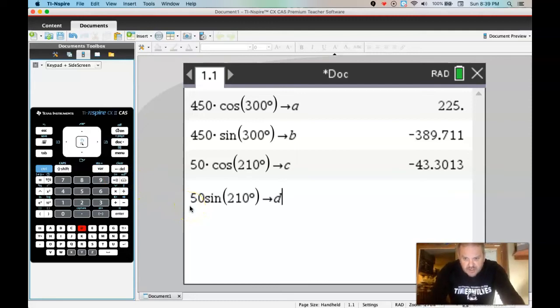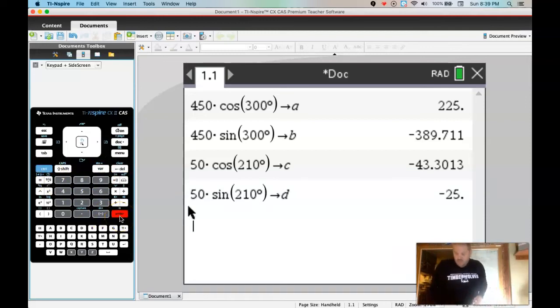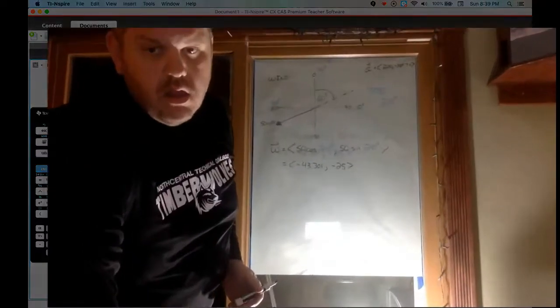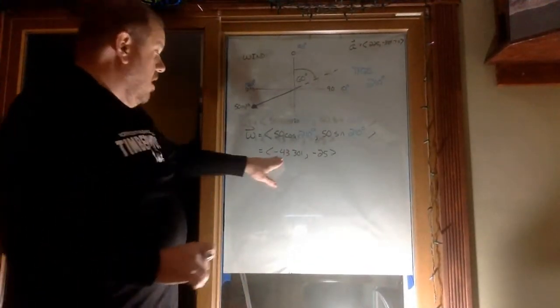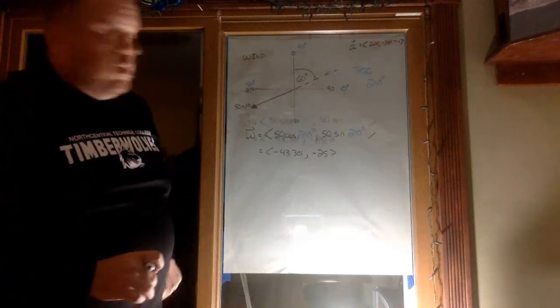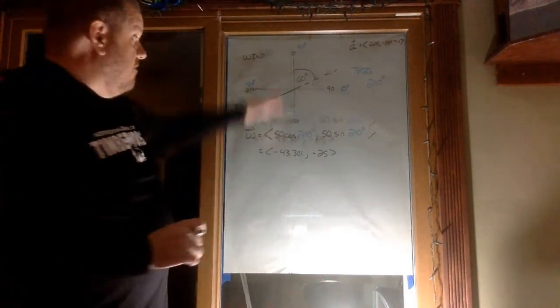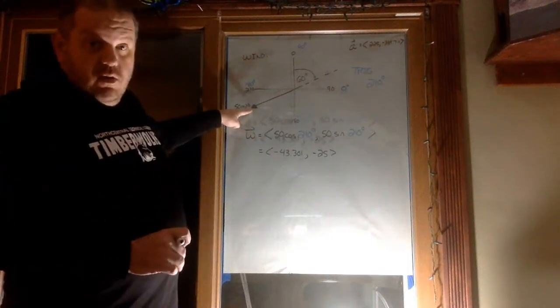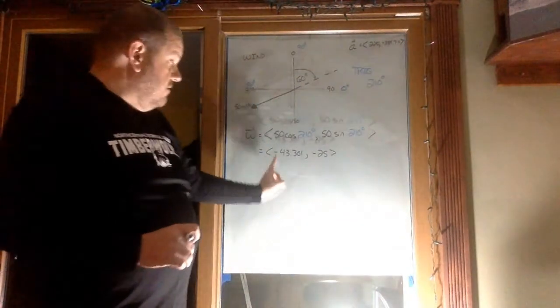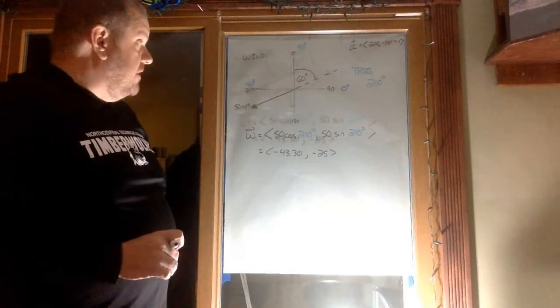Now, if you don't have the storage capabilities on your calculator, you're just going to have to write those numbers down, and you just utilize them from there. Okay? So that gives me my wind vector of negative 43.301, comma, negative 25, which I'm in quadrant number 3, should be negative, negative. Love it. Okay?